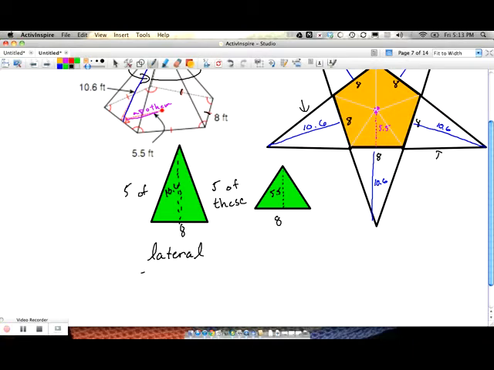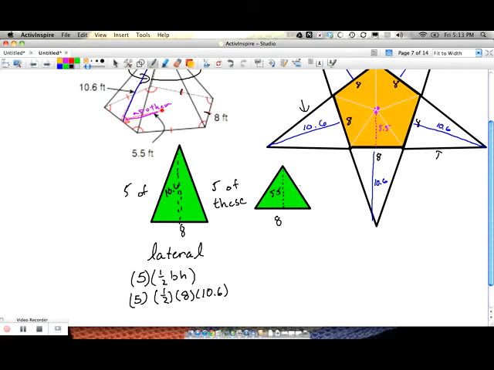And that lateral area is going to be 5 triangles, because there's 5 of them, times 1/2 base times height, which is each triangle individually. So I got 5 times 1/2 times, what's the base? Well, we think it's 8 there, and then the height is 10.6. So that's my lateral area.